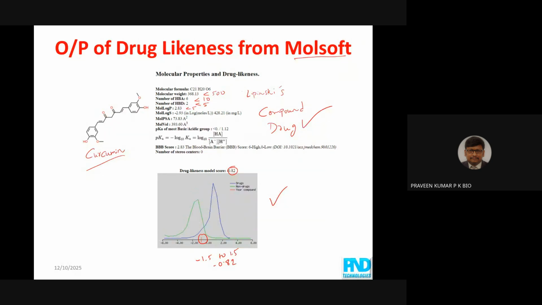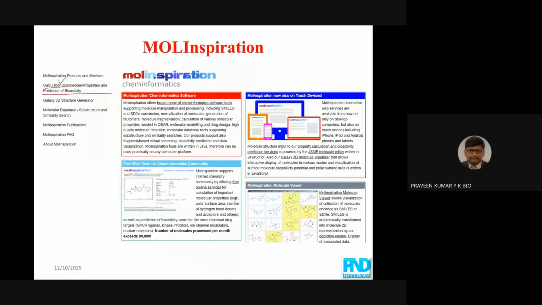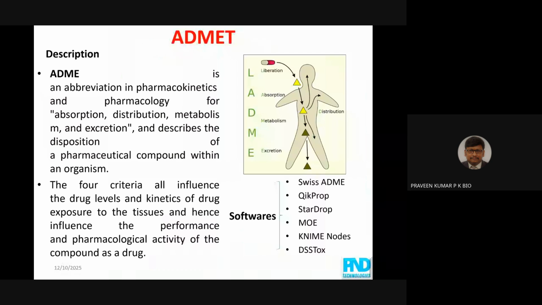Like this, you can even check with the online tools. There is another tool called Molinspiration. In Molinspiration, you can still check the same, like how I checked with MolSoft. Now let me take you to ADMET. In ADMET, you can also include one more thing called L. L stands for liberation. As I earlier mentioned, like even Adhikari has mentioned, for the drug likeness, we check initially whether a compound behaves like a drug or not.